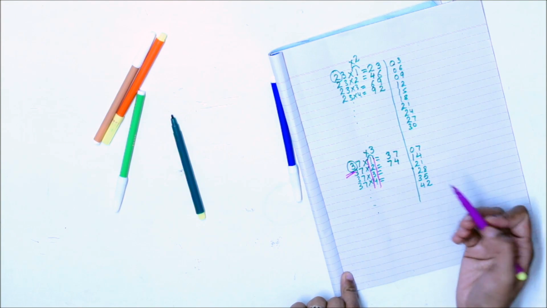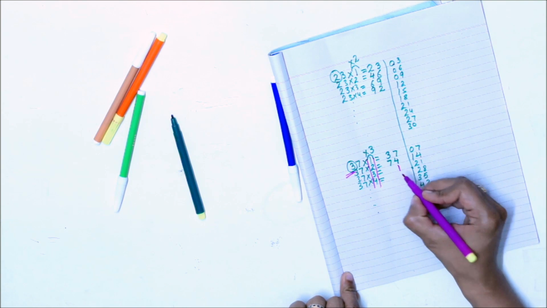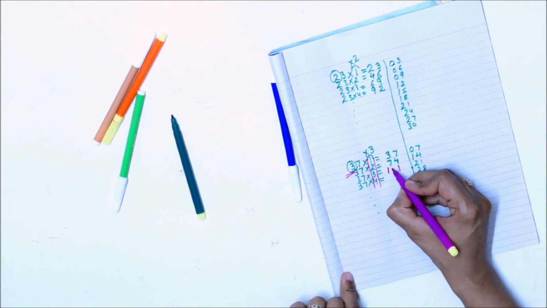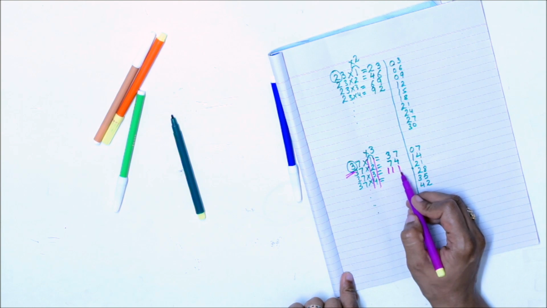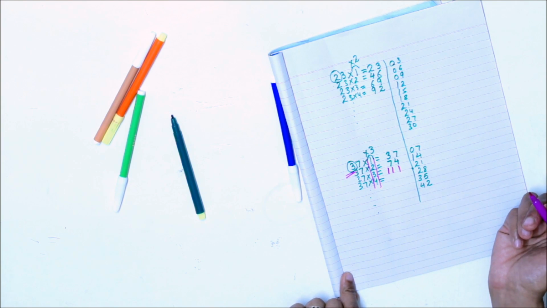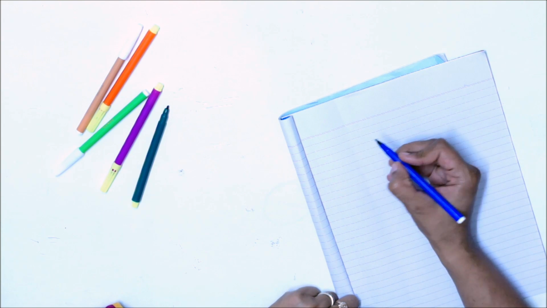One more example. 37 times 3. Now 1 as it is. 3 into 3, 9. 9 plus 2, 11. So 37 times 3 is 111. Like this you can keep on doing any two-digit number. Before I finish this video, let's take 2 more examples of greater numbers.